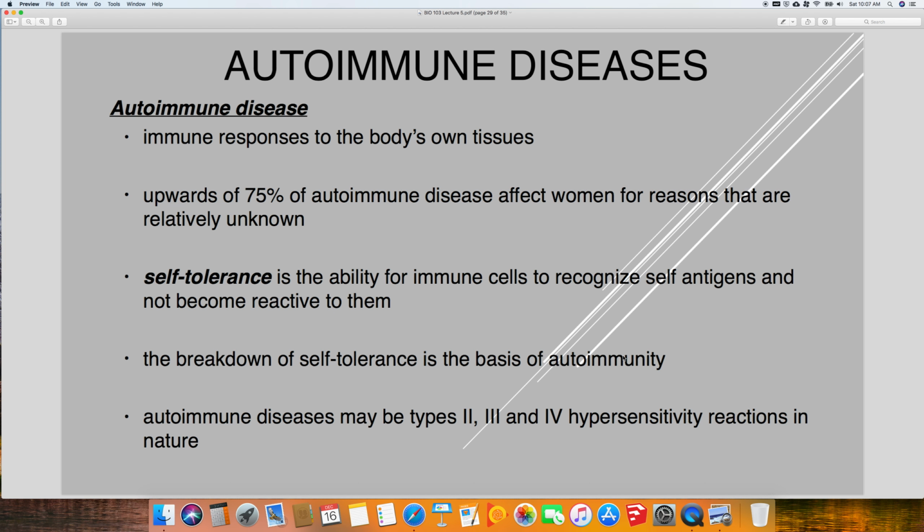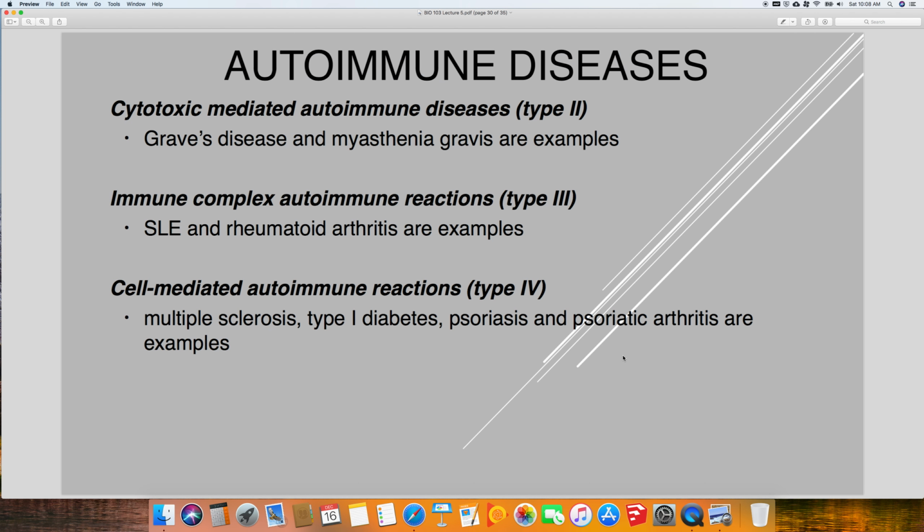Most autoimmune diseases affect women more so than men. That's not the case for all of them, but the majority. Why that is, it's not really known, but there are probably hormonal components and other genetic components that play into that. Now, a lot of autoimmune diseases can be classified as type 2, 3, or 4 hypersensitivity reactions because that's how they present. We talked about some of those. For example, the type 2, cytotoxic-mediated autoimmune diseases, these are things like Graves' disease and myasthenia gravis.